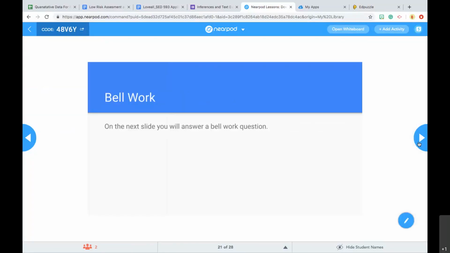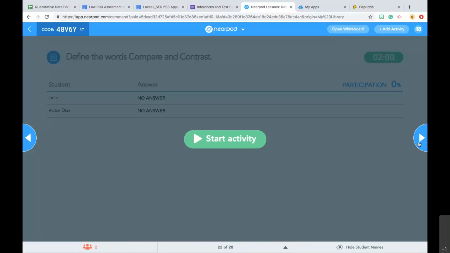All right, so on to our bell work. So the next slide here, we've got our bell work question where we define the words compare and contrast. So I want you guys to define compare and contrast. And I want these definitions to be in your own words. So tell me what it means to compare. Tell me what it means to contrast.